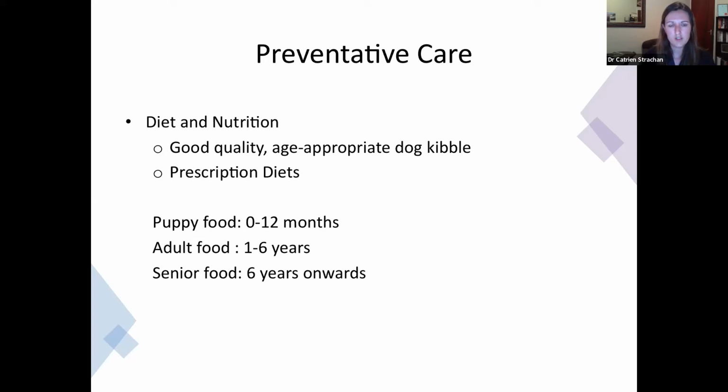Puppies, so a dog up until 12 months, should ideally be on puppy food, because the nutritional requirements are different for a puppy versus an adult dog or an old dog. Adult dogs should preferably eat adult dog food when they are between 1 and 6 years, and then from 6 years onwards they are seen as senior pets, and ideally they should go onto a senior food.